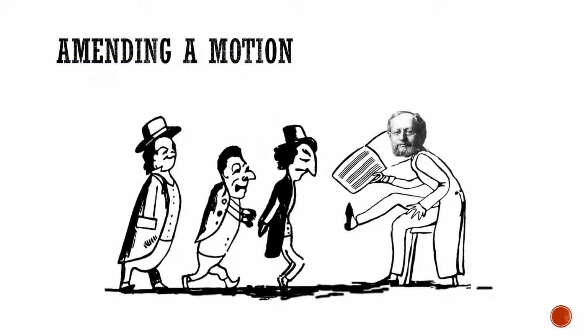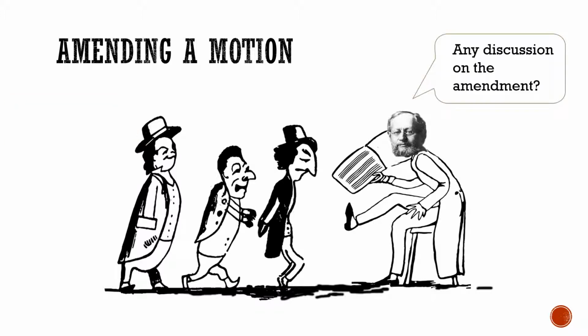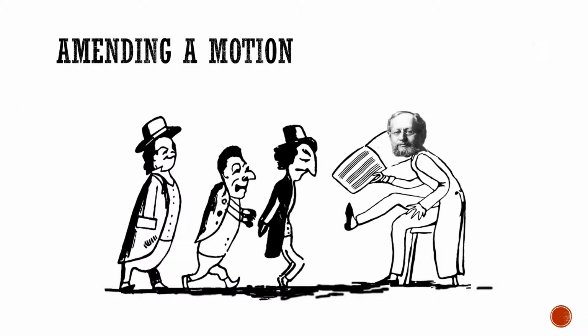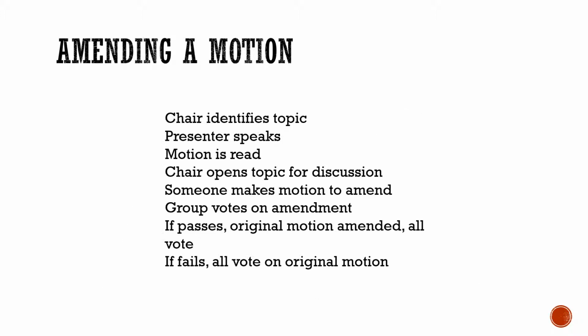If no one seconds the motion to amend, then the motion to amend is lost. If someone seconds the motion to amend, then the group will vote on the amendment to the original motion. If they vote in favor of the amendment, the original motion is amended and the participants will then vote on the amended motion. If the motion to amend the original motion does not pass, then the participants will vote on the original motion as it was presented.